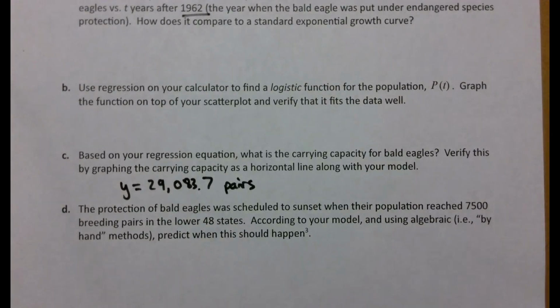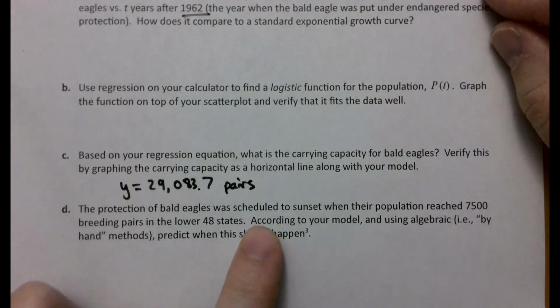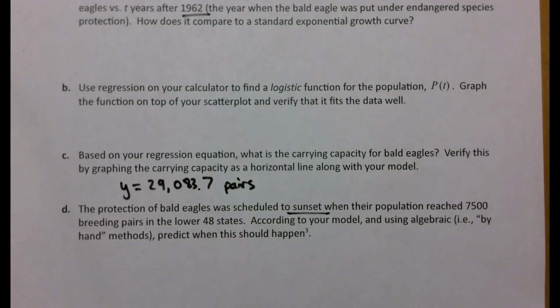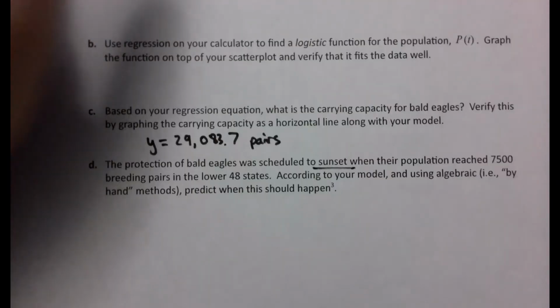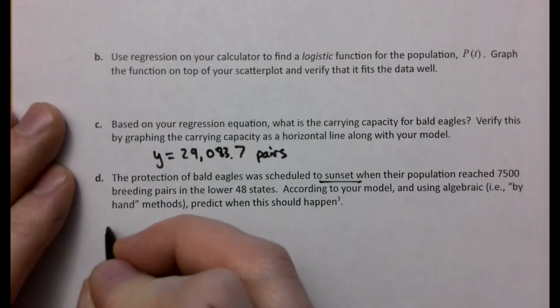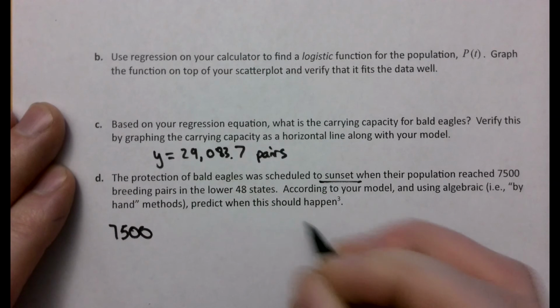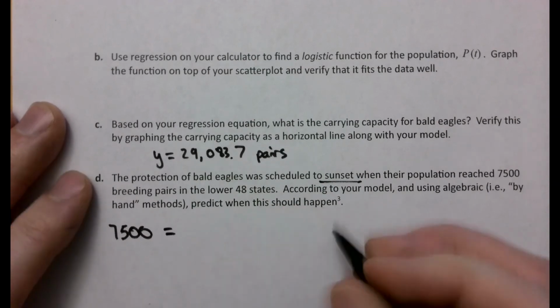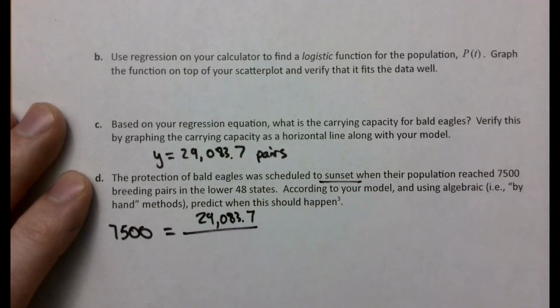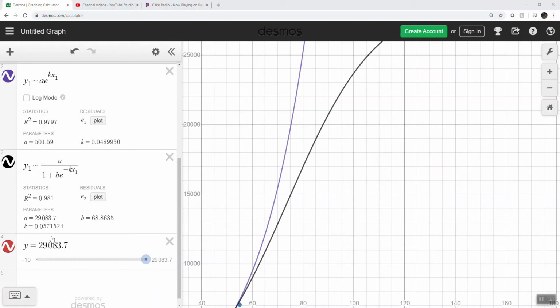All right, and then finally, we were told that the protection of these bald eagles was to sunset, meaning end all these special protections, when the population reached 7,500 breeding pairs in the lower 48 states. So we're going to use an analytical or algebraic method to predict when this would happen. So that means our P of T is the 7,500, or our y in this case. And then we had 29,083.7 was our A, and I've got to go switch back to Desmos now to get the rest of the parameters.